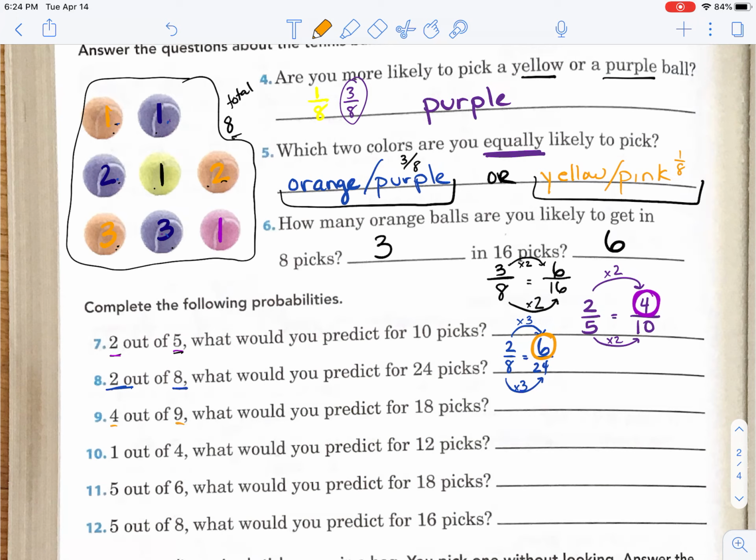Okay, 4 out of 9. Now I'm at M&Ms. 4 out of 9 M&Ms actually had peanuts in them in this mixed bowl. Now, if I picked 18 out of the bowl instead of 9, how many of those do you think would be peanut? Well, let's figure it out. 9 times what is 18? Times 2. 9 times 2 is 18. What we do to the bottom, we also do to the top. 4 times 2 is what? 8. So if I picked 18 M&Ms out of the bowl, I would guess 8 of those would have a little peanut in there.